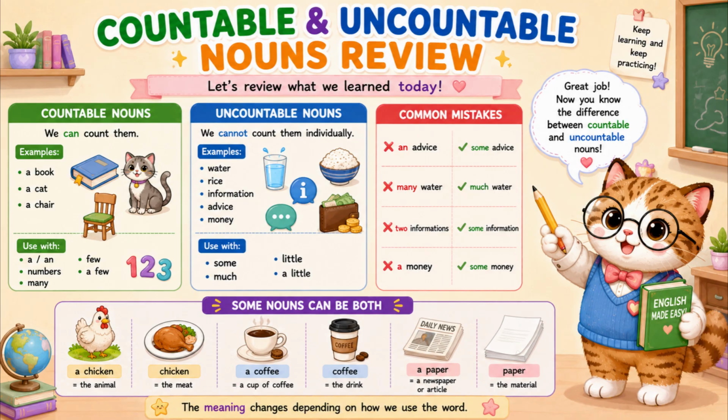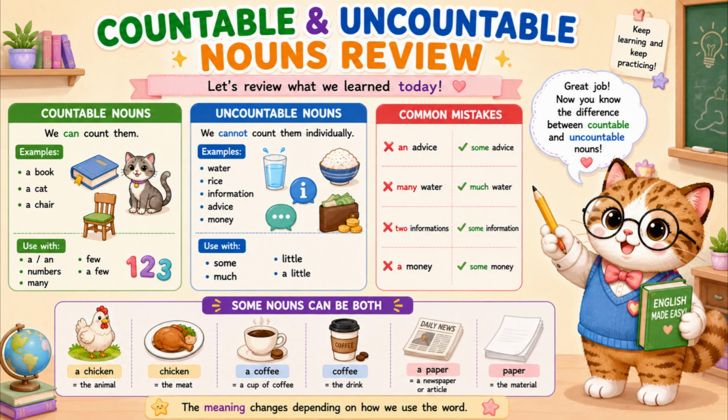Let's review what we learned today. Countable nouns are nouns we can count. Examples include books, cats, and chairs. Uncountable nouns are nouns we cannot count individually. Examples include water, rice, information, advice, and money.